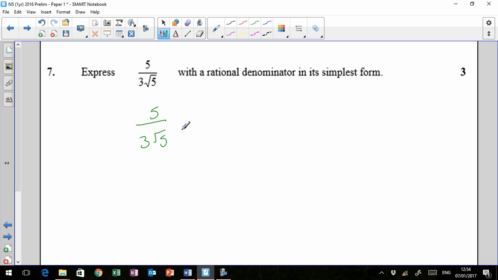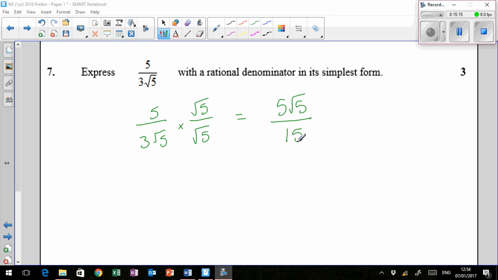to get rid of this root 5, best thing to do is multiply by itself, because root 5 times root 5 is just going to give you 5, because root 25 square rooted gives you 5. Now if you multiply the bottom by root 5, you need to multiply the top by root 5 as well. So 5 times root 5 is just going to become 5 root 5. Root 5 times root 5 is just 5, times by 3 is 15.